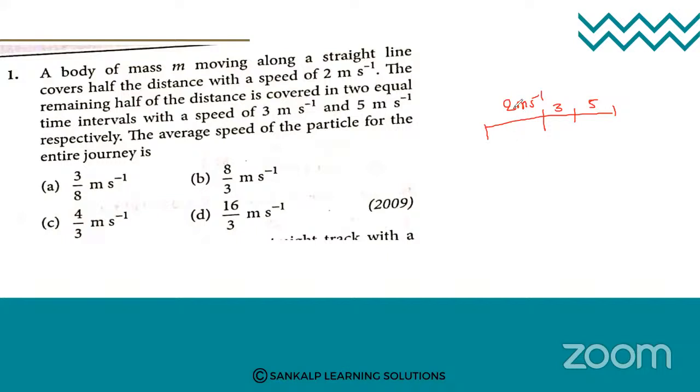What you can do here? You can consider A and B be the points. So the body is covering half the distance with a speed of 2 meter per second. The remaining half distance is divided into two parts, in one part it moves at 3 meter per second and in the remaining part at 5 meter per second. What is the average speed of the particle, they are asking.